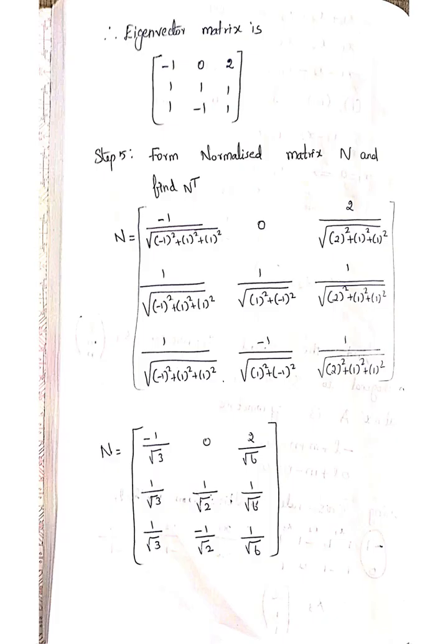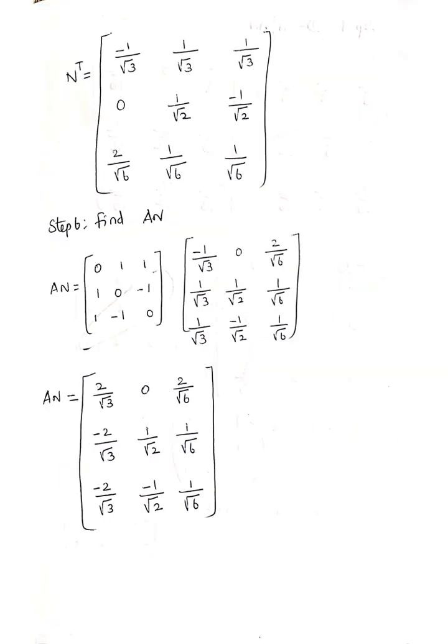Then the second element of column 1 is 1 by the same root of minus 1 square plus 1 square plus 1 square. The third one is similarly 1 by root of minus 1 square plus 1 square plus 1 square. Similarly, find the values of column 2 and column 3. Now we get the value of N is equal to minus 1 by root 3, 0, 2 by root 6, 1 by root 3, 1 by root 2, 1 by root 6, 1 by root 3, minus 1 by root 2, 1 by root 6.